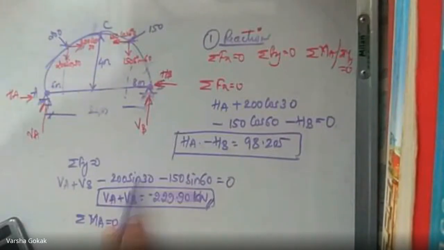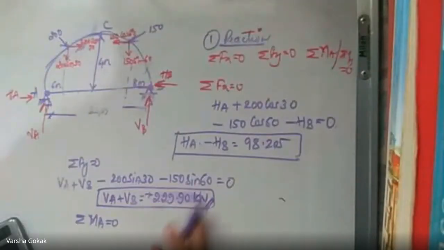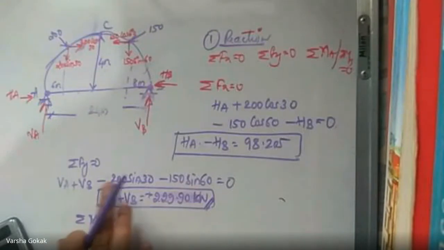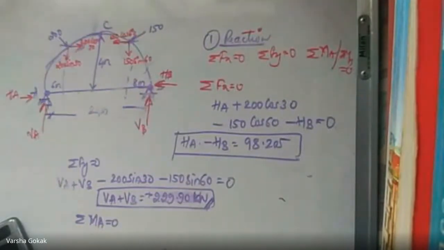Why minus? These both will go to the right hand side, no? This minus and this minus will go to the right hand side, it becomes plus. Correct, no? Yes, ma'am, it becomes plus. 229 is correct. VA plus VB, this is minus, both will go to the RHS, so it becomes plus. Okay.